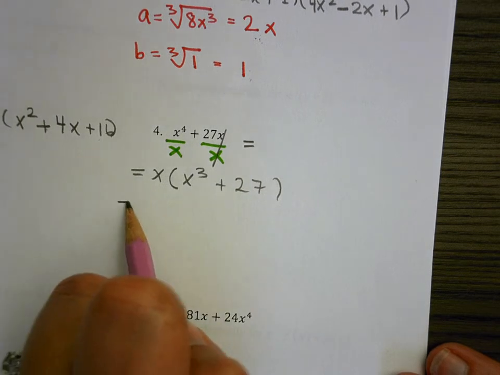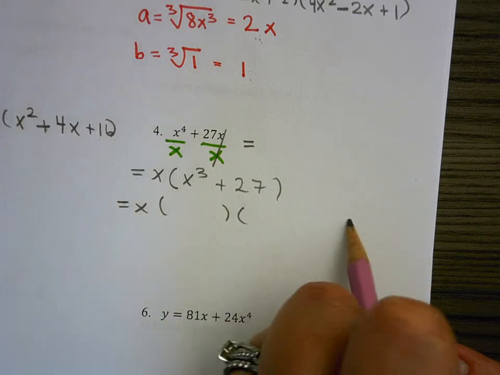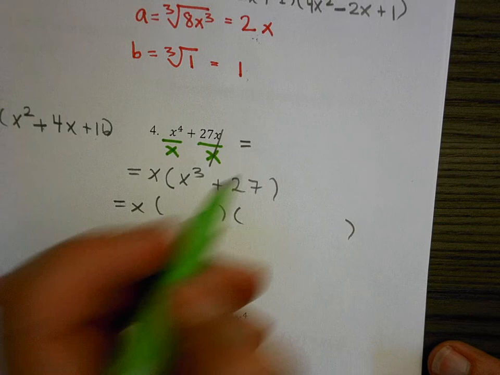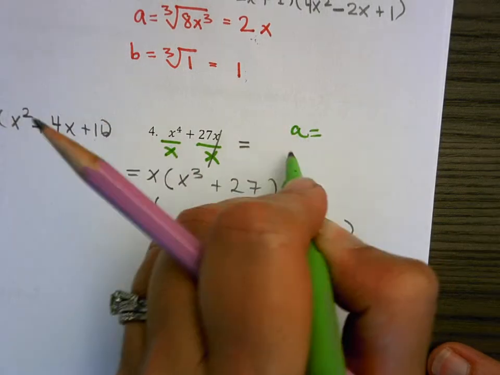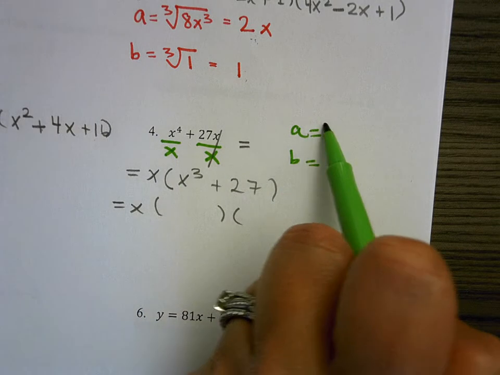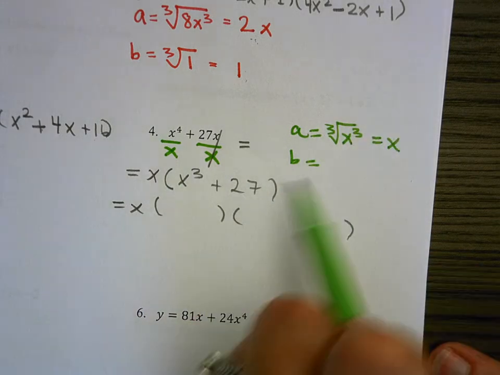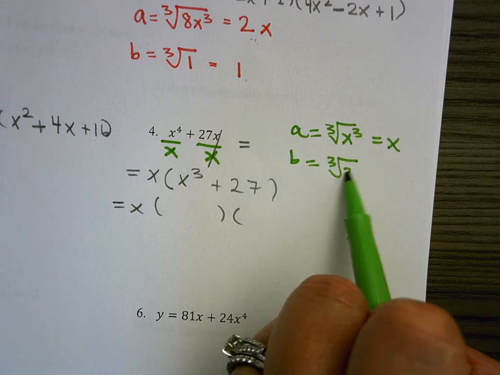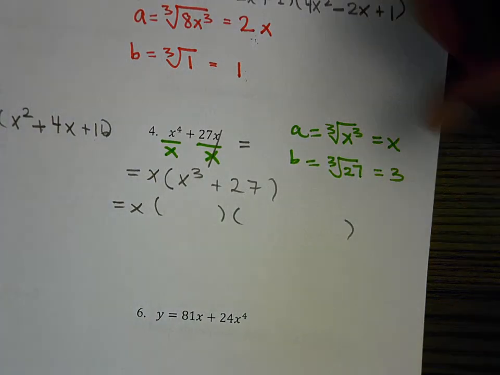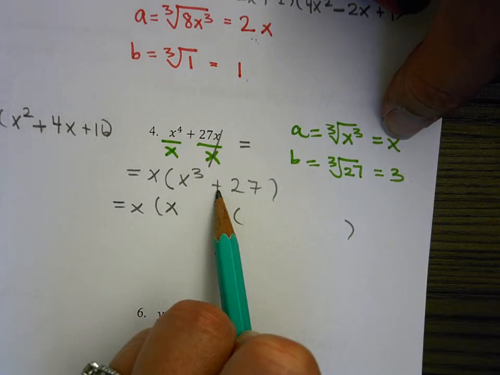So we know we're going to have that x there, that's original, and then we're going to have a binomial and then a trinomial. So then I'm going to do my a and b values up here. So a is going to be the cube root of x cubed, which is just x, and then b is going to be the cube root of 27, which is 3. So there's my a and my b values. So then I will have x and 3, and it's going to be positive, because that's positive.